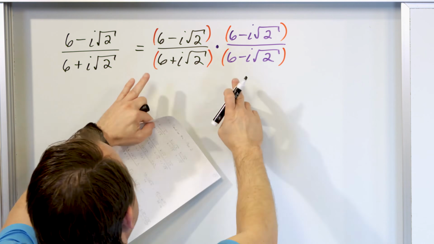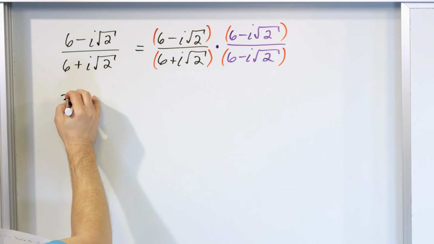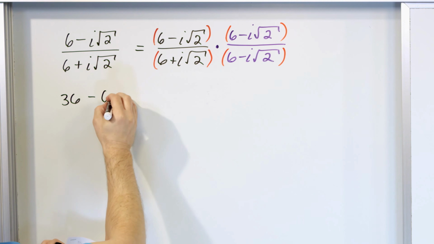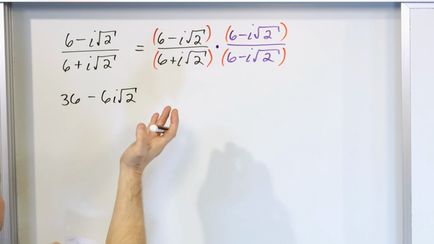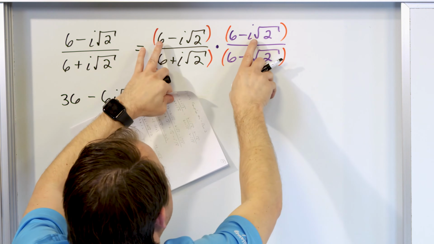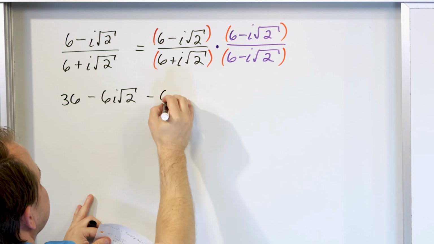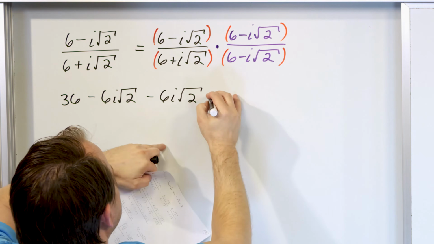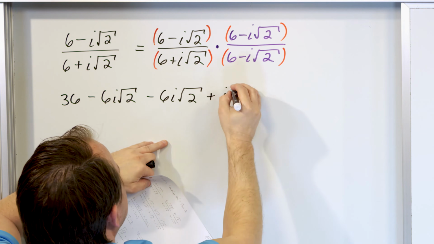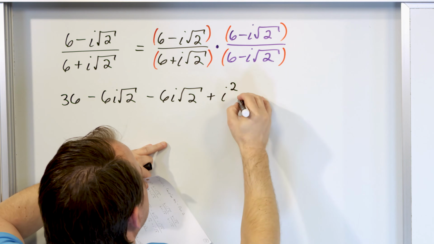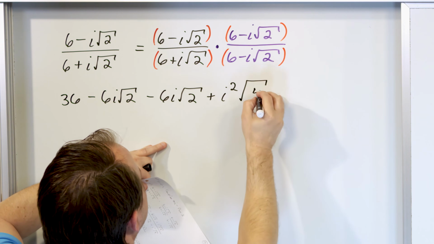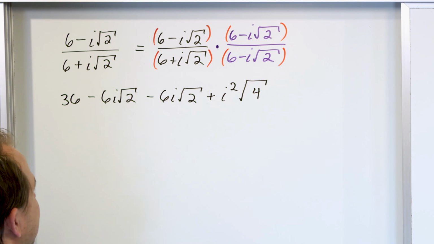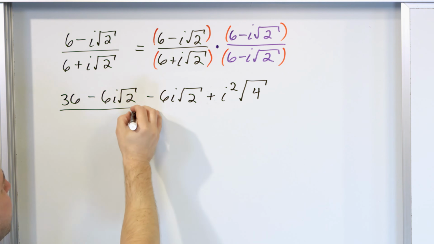So on the top, we have to do FOIL. 6 times 6 is 36. The inside term, 6 times negative I root 2, is going to be negative 6I root 2. Not much more you can do there other than write it down. Then this 6 times this negative I root 2, again, becomes negative 6 times I times root of 2. Be careful on the last. Negative times negative actually is going to give you a positive. The I times the I will give you I squared, and then the square root of 2 times the square root of 2, we can write as the square root of 2 times 2, which is 4. So we're taking these roots as we multiply them and bringing them under a common radical. Now that looks ugly. That's the numerator of this fraction.